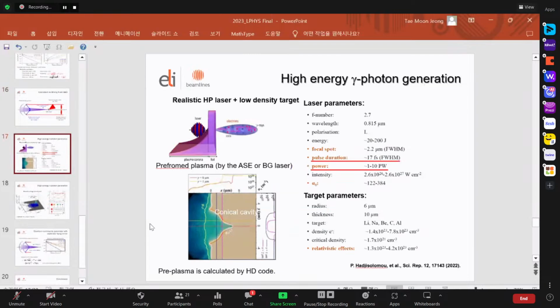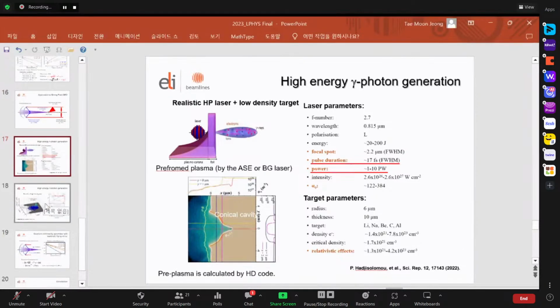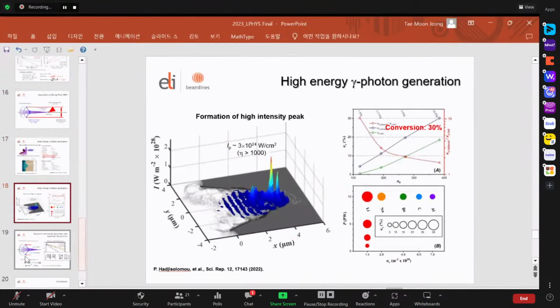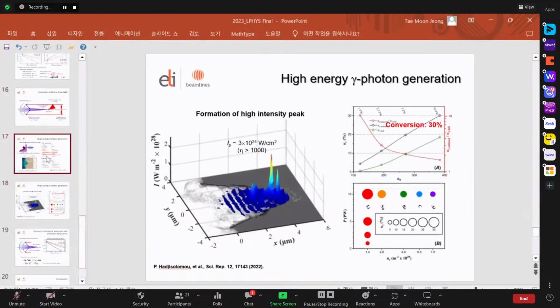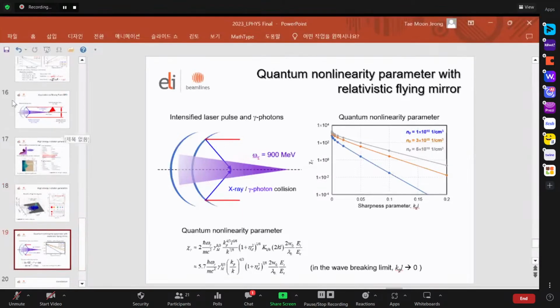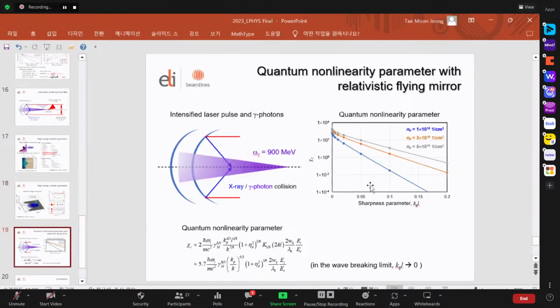In the last few years, we have focused on the high energy photon generation in the radiation solid matter interaction. You can find some interesting results from our publication here. So yeah, something like this. Because time is limited, I will not go into the detail on these two slides. Actually, we can consider this previous scheme, and then we can calculate the quantum nonlinearity parameters. So this is the quantum nonlinearity parameter with high energy gamma photon here.